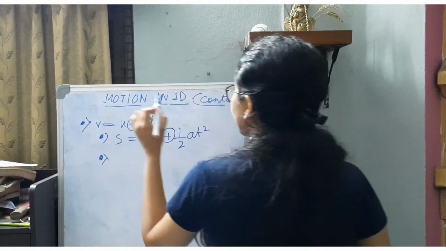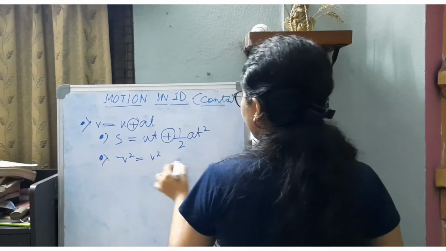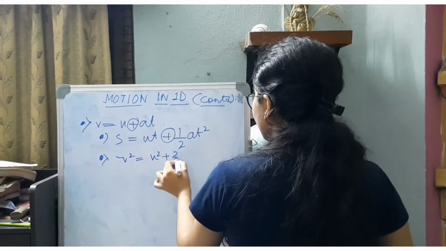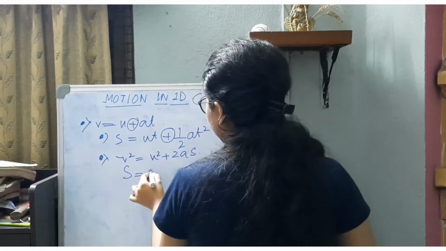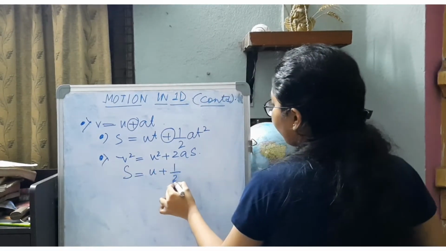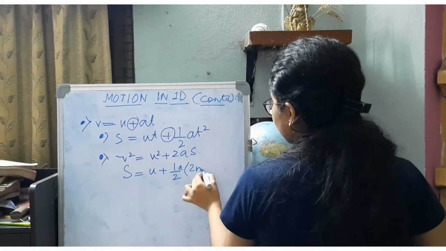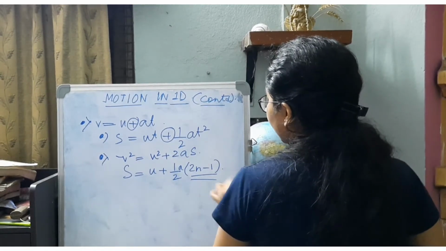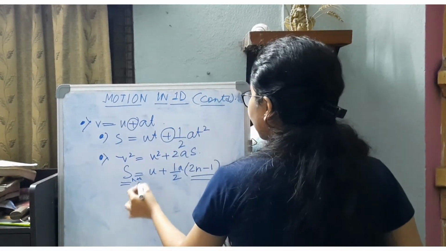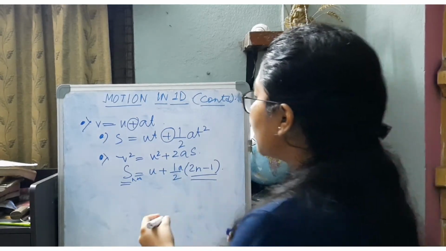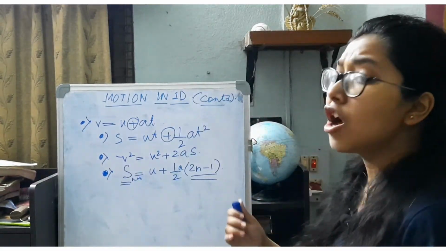The third equation of uniformly accelerated motion is v square equals u square plus 2as. And there is one more equation which is sometimes needed, sometimes not: u plus half of a into (2n minus 1), where we are able to calculate the displacement in one particular second, that is, the displacement in the nth second. So these are the four most required equations, which are applied when there is a constant acceleration.